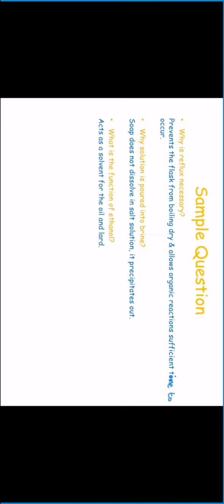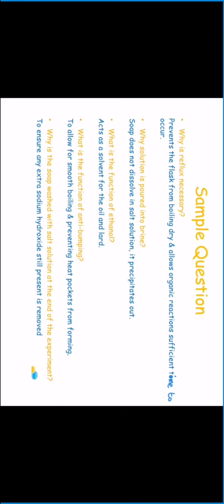The next one is, what is the function of the ethanol? And again, I've discussed that. The ethanol acts as a solvent for the oil or the lard. The next question is, what is the function of the anti-bumping granules? They allow for smooth boiling and preventing heat pockets from forming.